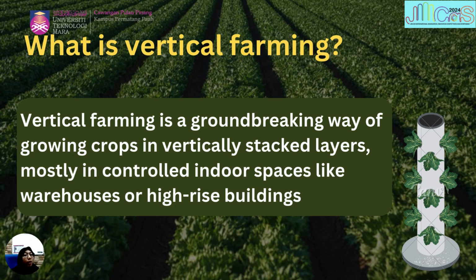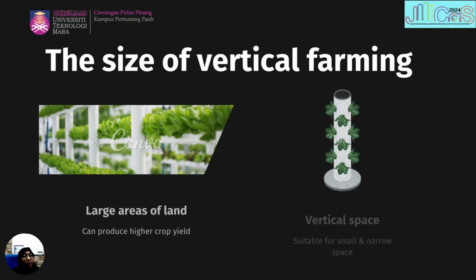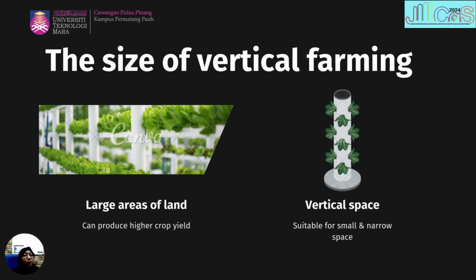We begin with what vertical farming is. It is a groundbreaking way of growing crops in vertically stacked layers, mostly in controlled indoor spaces like warehouses or high-rise buildings. Compared to using a large area of land, it can produce higher crop yields. If you want to produce a small amount, the vertical space is suitable for small, narrow spaces.